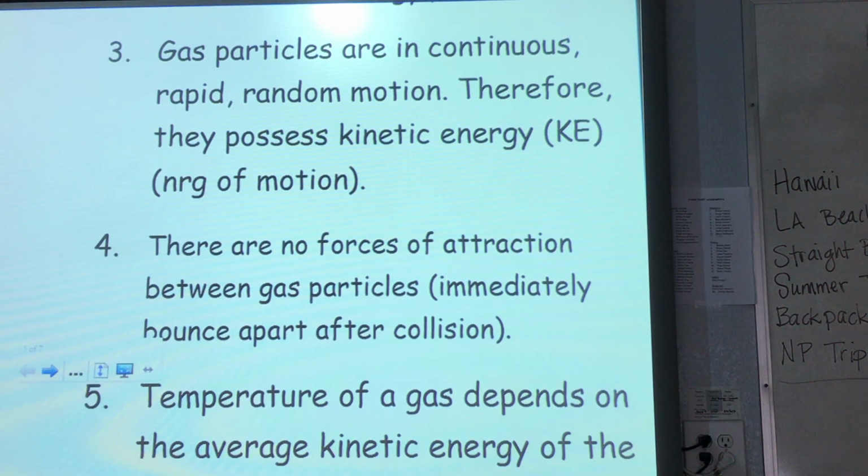Do you see how that leads to the idea that gases will fill their container? Because they're always moving, always bouncing off of each other, they're going to get farther and farther apart, okay? And assumption number 4, there are no forces of attraction between the gas particles, so they immediately bounce apart after the collision. You could also throw assumption number 2 in here, which has to do with those collisions. And what those collisions do, because these things are moving, is cause the molecules to get farther and farther apart.